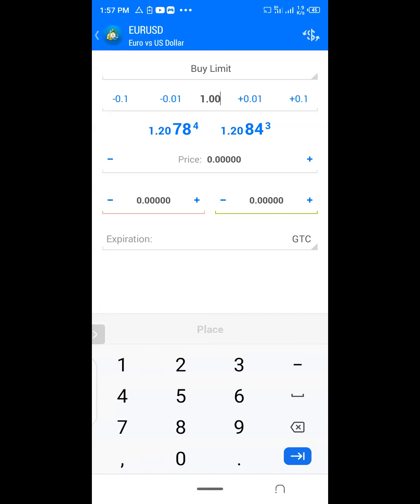Mr. Solomon, I don't know. I don't play Bet Ninja. This one is forex. There's nothing like stake here. This is not Bet Ninja, Mr. Solomon.